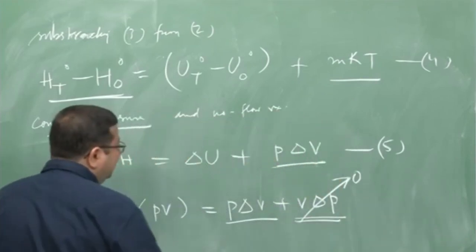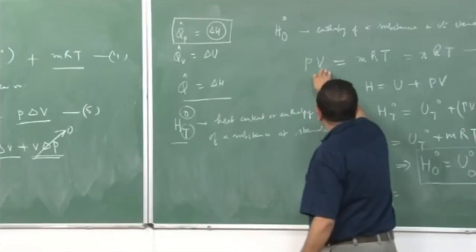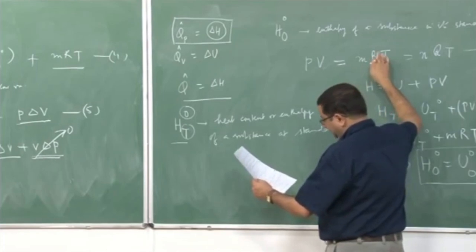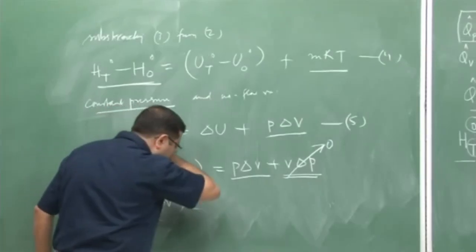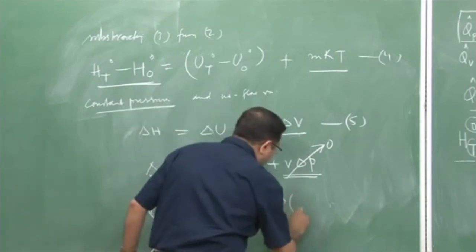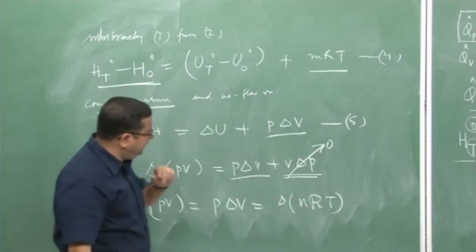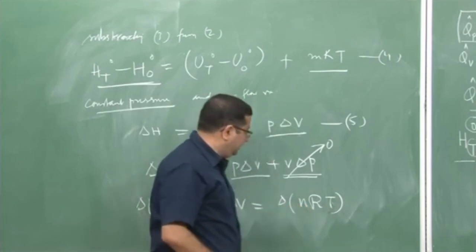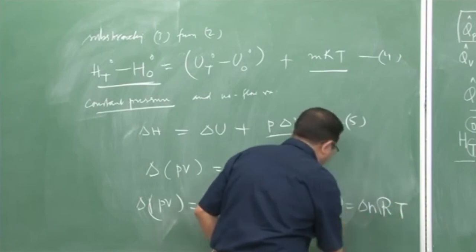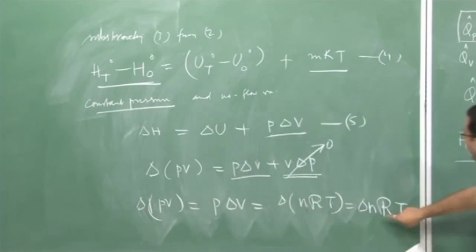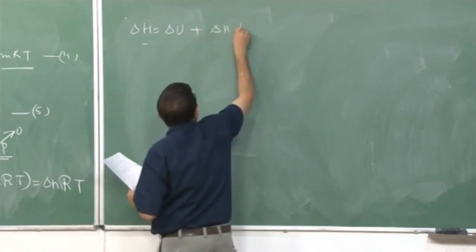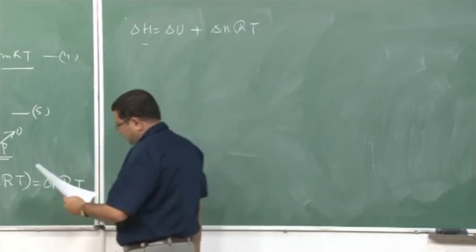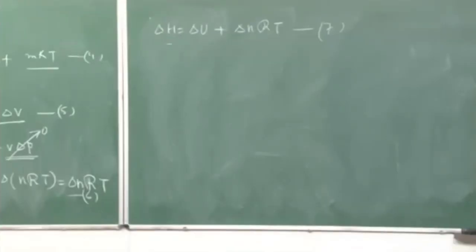Okay. Now, for an ideal gas, we have already shown here that PV equals nRT. So, P del V will be equal to nothing but the change in this property. So, del PV equals P del V, which is equal to del nRT. However, for the heat of reaction, we said the temperature remains the same, only changes in n. So, I can write this as del n RT, where this R is my universal gas constant. So, now if I put it back into this equation, my expression for change in enthalpy becomes delta H equal to delta U plus delta nRT. This was 5, let this be equation 6, this is equation 7.